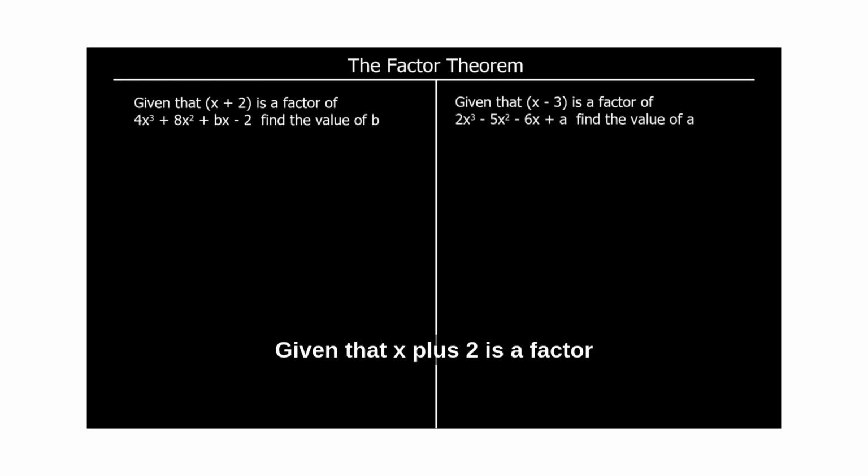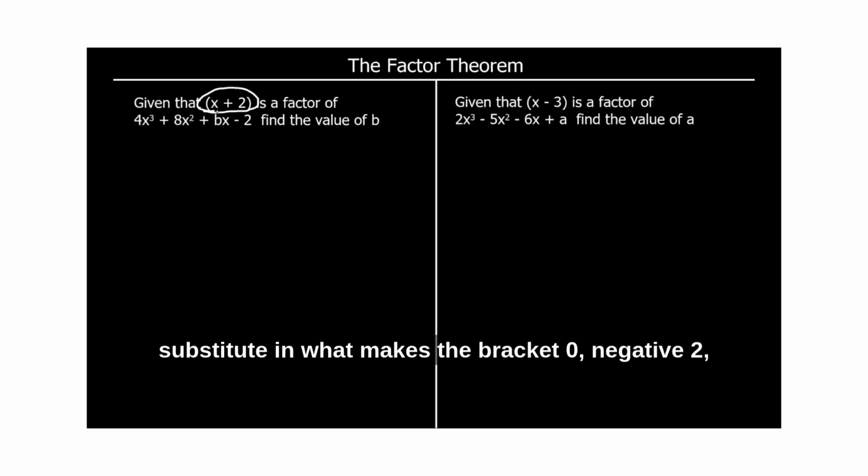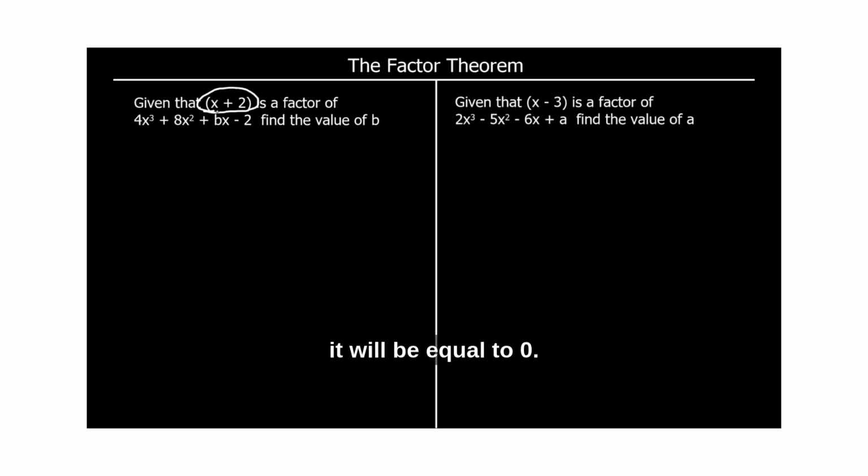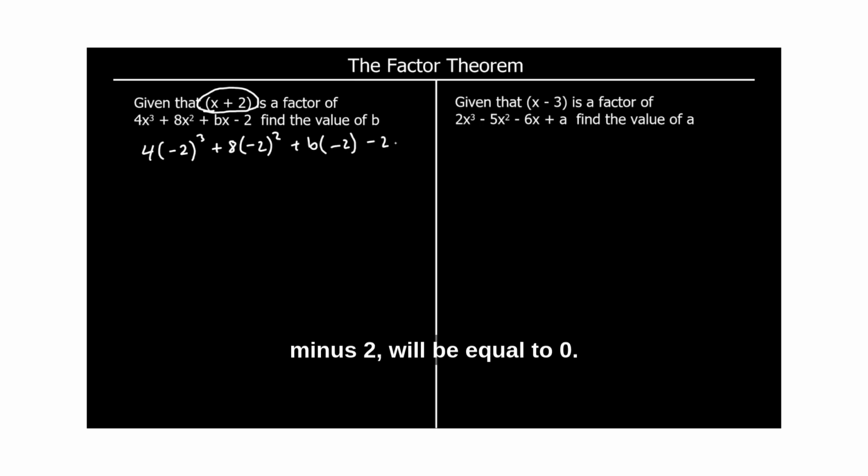Given that x plus 2 is a factor of 4x cubed plus 8x squared plus bx minus 2, find the value of b. So the factor theorem tells us that if x plus 2 is a factor, if we substitute in negative 2, what makes the bracket 0, it will be equal to 0. So 4 times negative 2 cubed plus 8 times negative 2 squared plus b times negative 2 minus 2 will be equal to 0. So now we can just solve this and find out what b is.